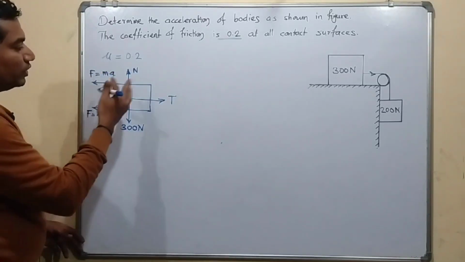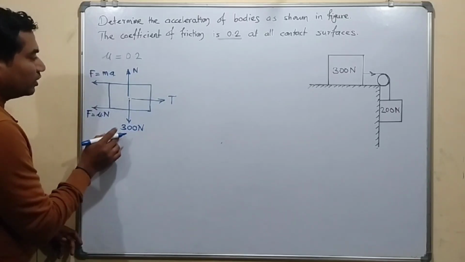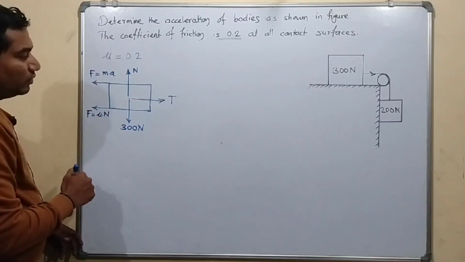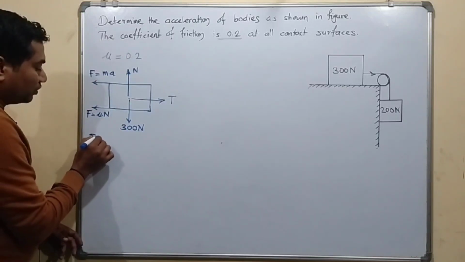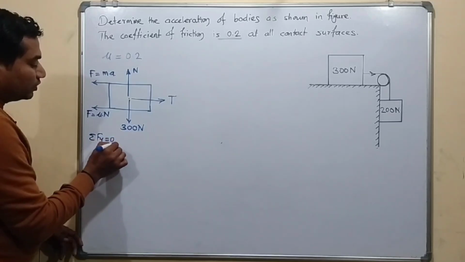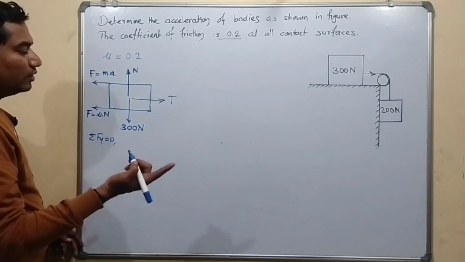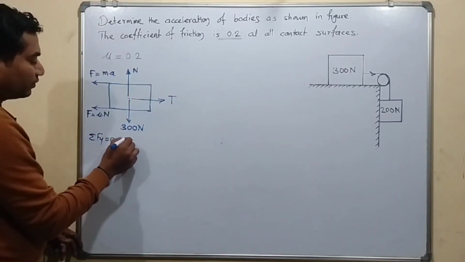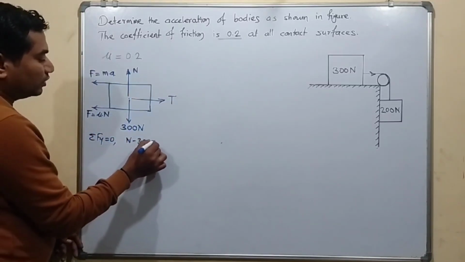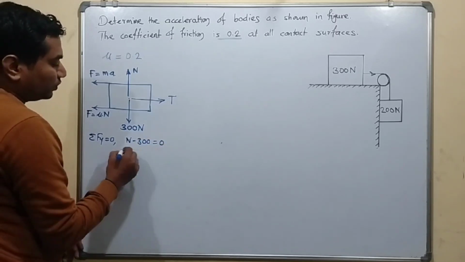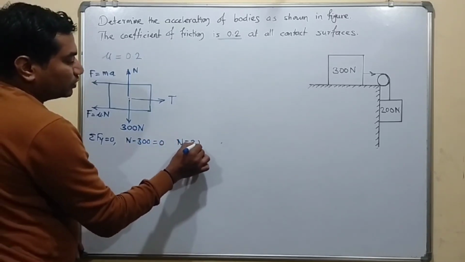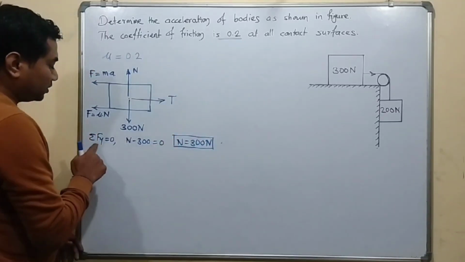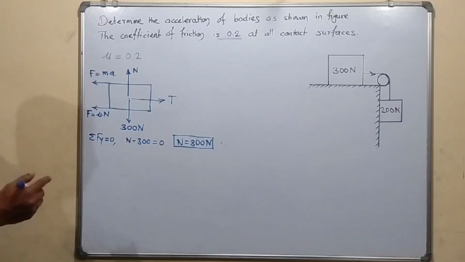Now we are going to apply the equilibrium conditions. First, we apply the equilibrium condition in the vertical direction, as the number of unknowns in the vertical direction is less. So the summation of vertical forces must be equal to 0, and from this we will get one unknown. Vertically upward is positive, vertically downward is negative. So N is positive, 300 is negative, and it is equal to 0. From this we get N equal to 300 Newton. So this one unknown we get from the first equilibrium condition, that is summation of Fy.